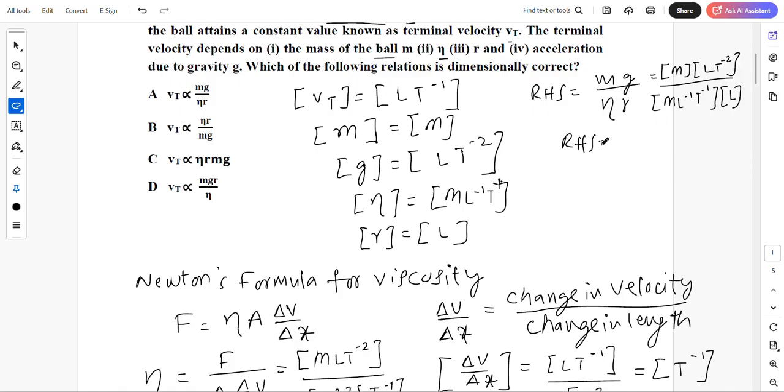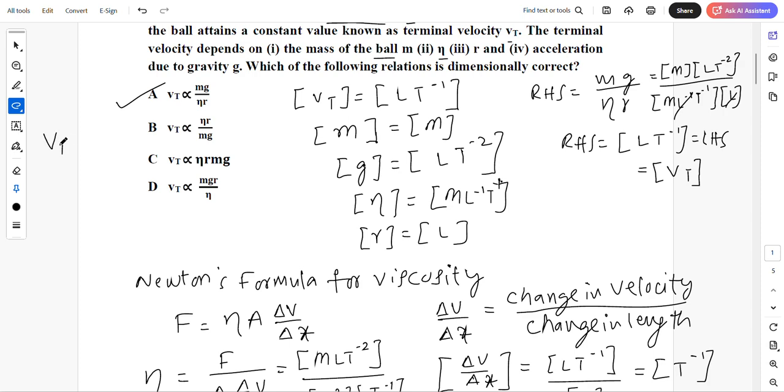RHS is equal to what? M gets cancelled. Okay, L to the power of minus 1, L gets cancelled. You will be having LT to the power of minus 2 plus 1, that is same as what? LHS. That is same as LHS. Therefore, the first one is correct.